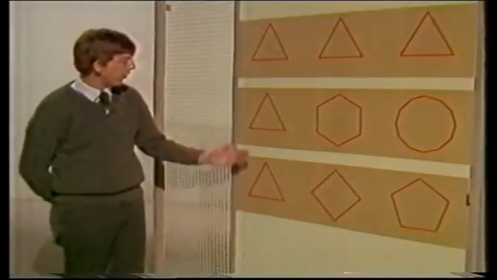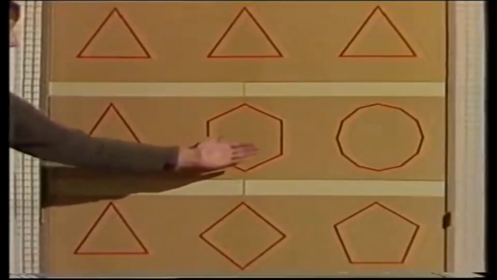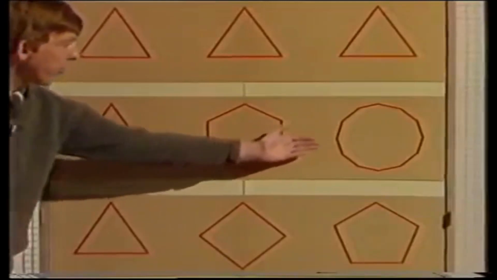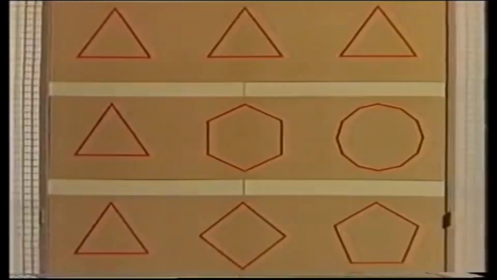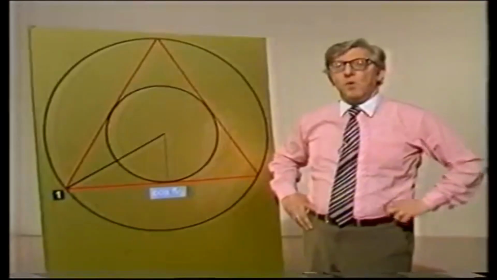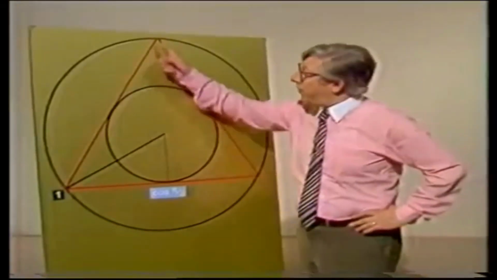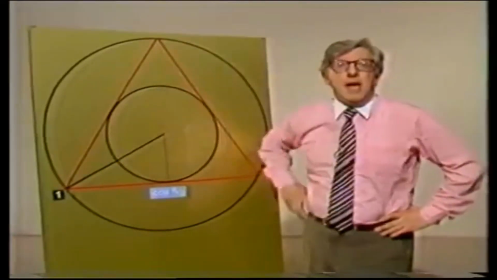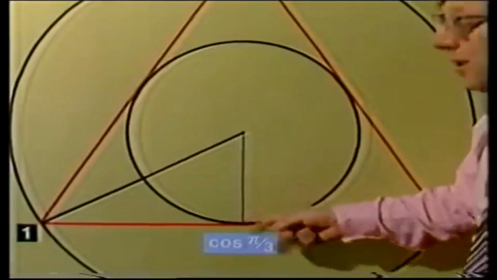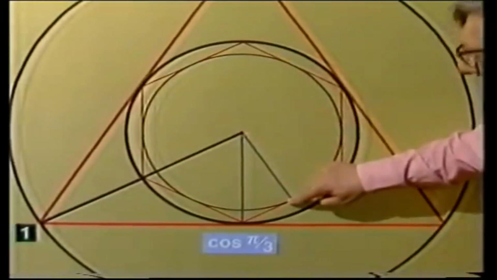What about the second case then, when the number of sides doubles each time? Triangle, circle, hexagon, circle, dodecagon, and so on. What can we say about the sequence of radii? Well, the starting point is the same. We've got an equilateral triangle, and this second circle, which we already know has radius cos pi by 3. How would you find this next radius?